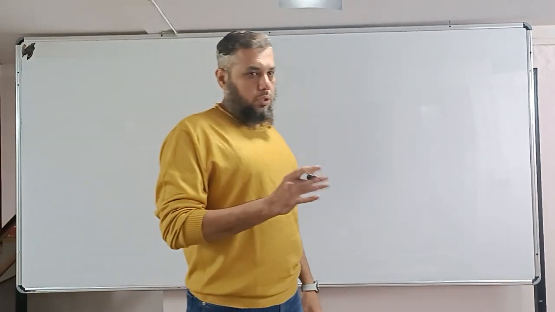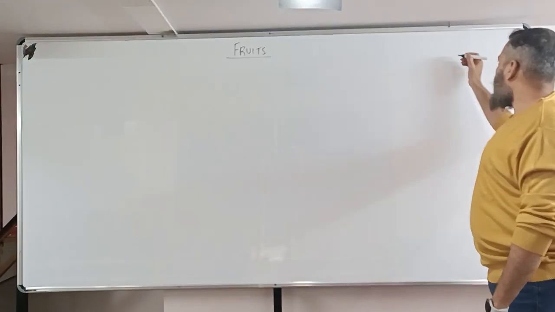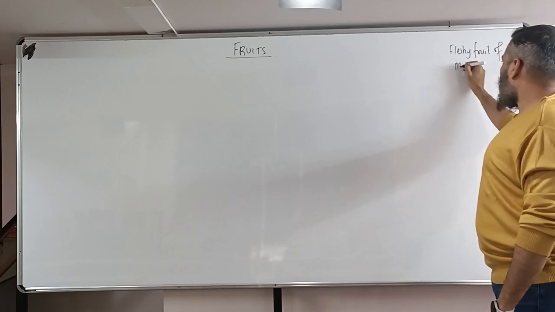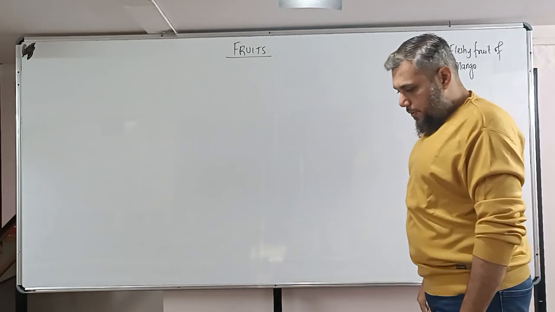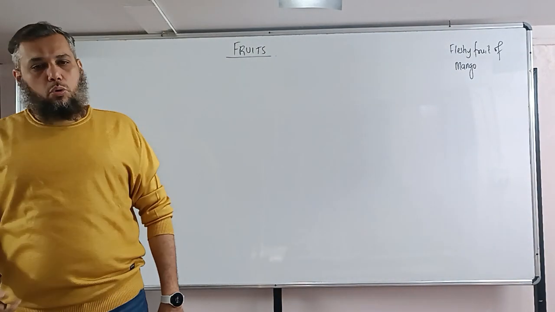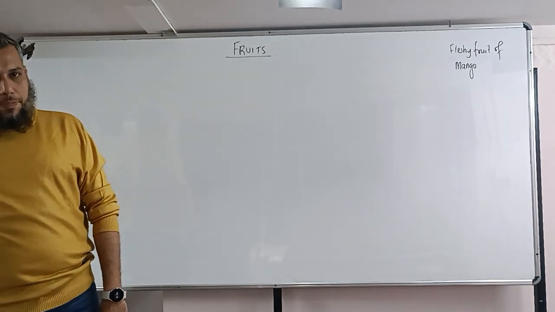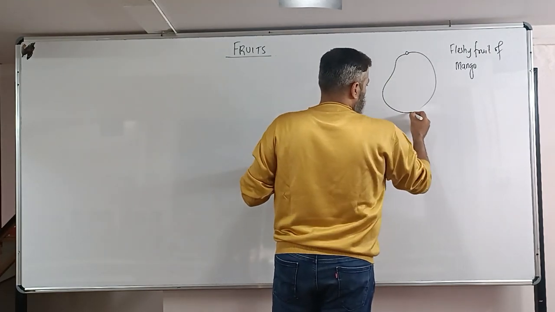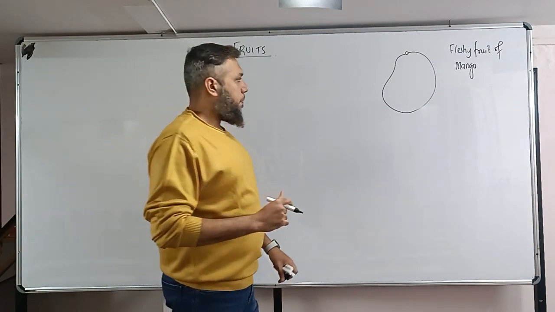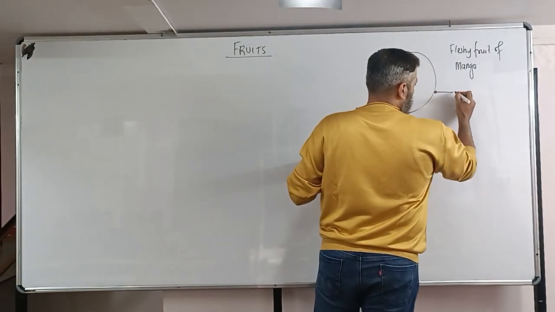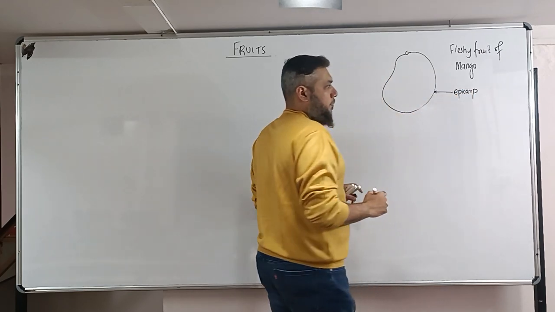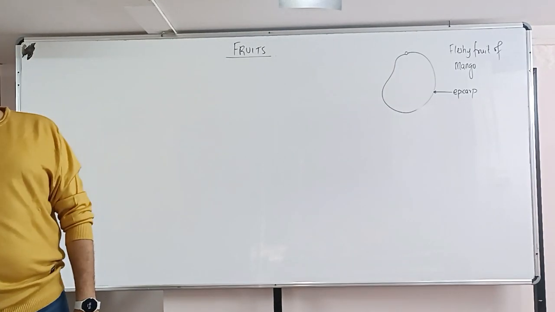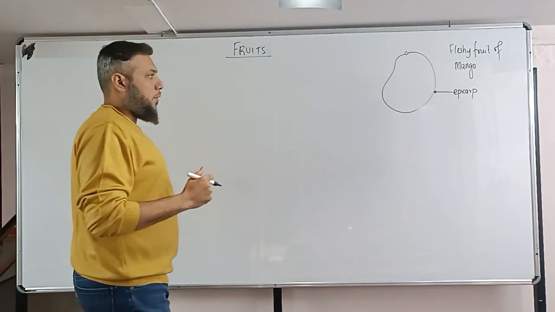Then a typical fruit, like, I'm talking about a fleshy fruit of mango. Which fruit am I talking about? Fleshy fruit of mango. Now you know the meaning of the word fleshy, right? Here, we see the outermost layer, which is called the epicarp. Okay? Carp means the fruit. So we had said eucarp, true fruit. Pseudocarp, that was a false fruit.